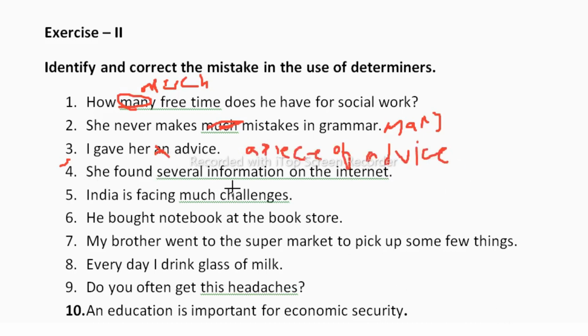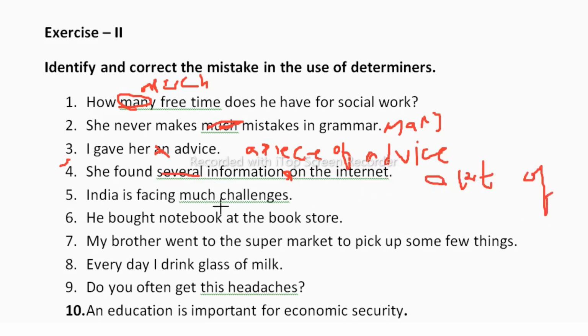Now, she found several information on the internet. In your textbook "informations" is there, that is wrong. You need to remove the s because information can't become plural. We cannot make a plural of information. So "she found several information" is not correct. We need to use "a lot of information". She found a lot of information on the internet.